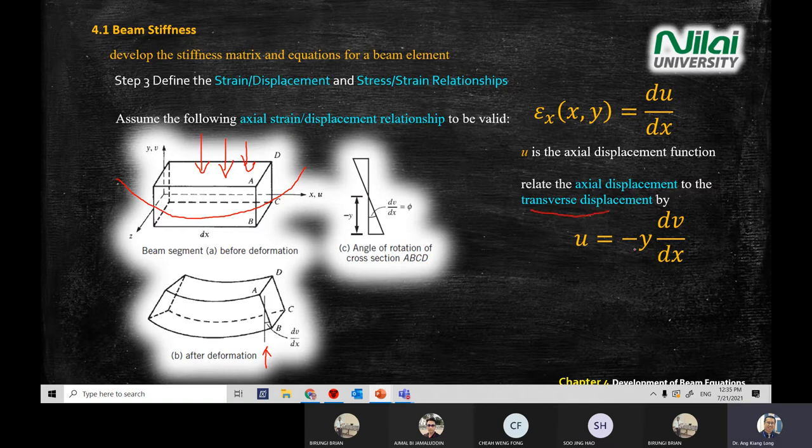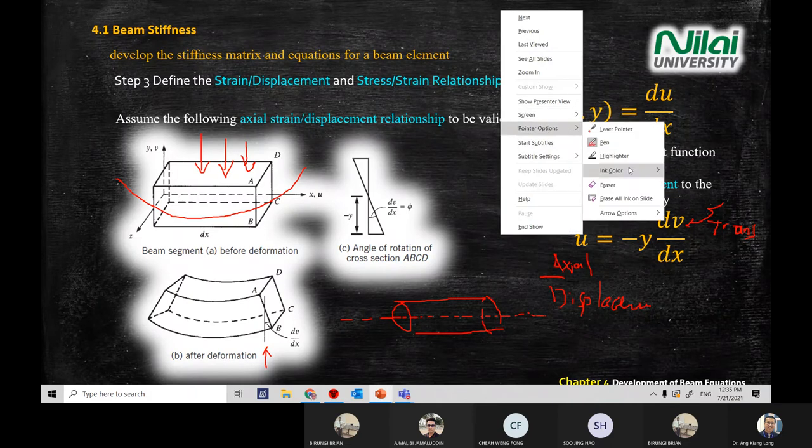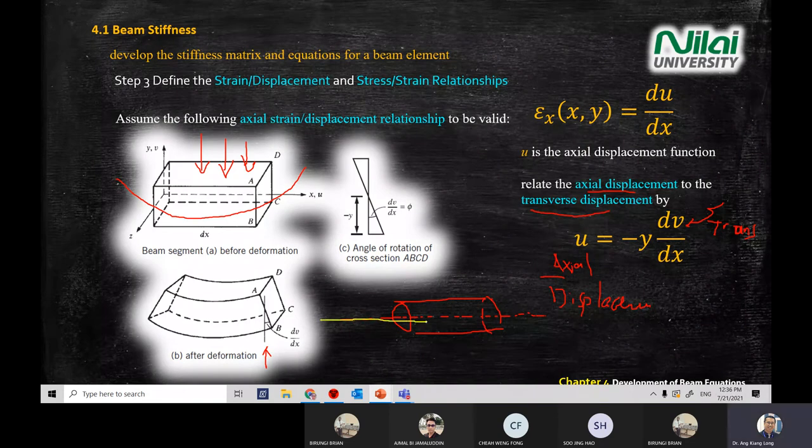The transverse displacement you can write in this equation. Transverse displacement, and axial displacement. You see the VV is the transverse. Now, what is meant by the word axial? Let's say you have a rod, and this is the axis, the center line of the rod. This is called axial. This direction is called the axial direction.